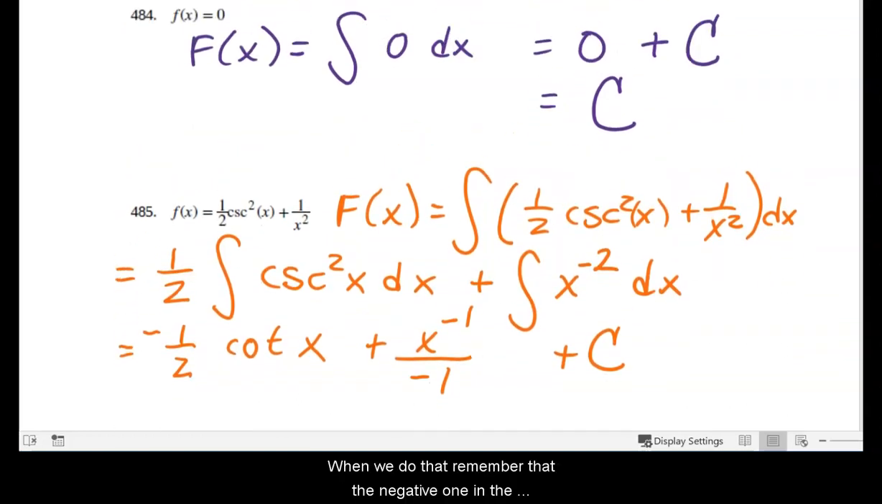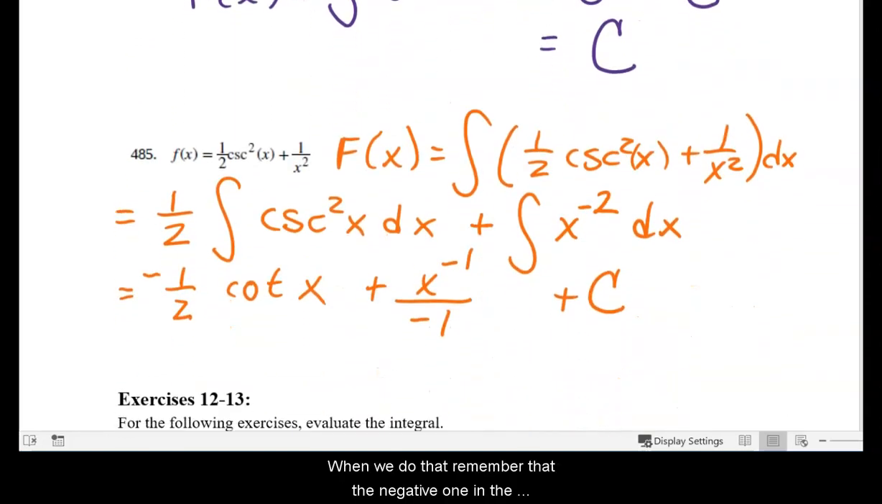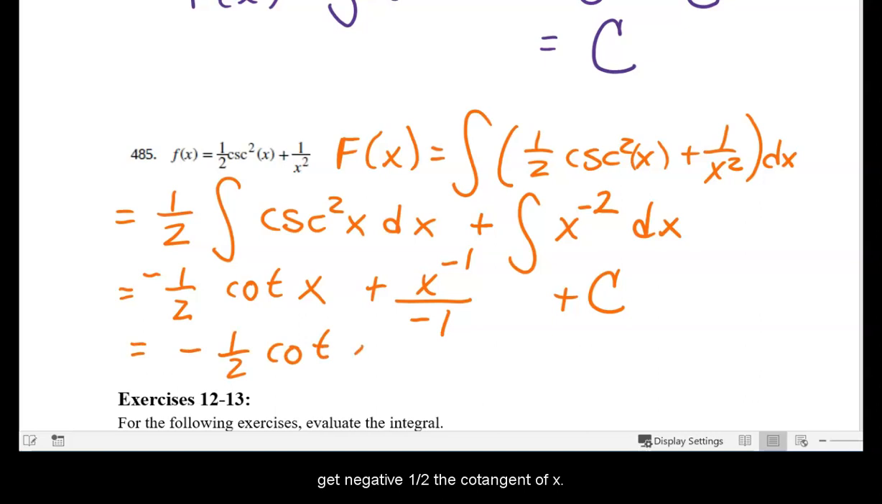When we do that, remember that the negative 1 in the denominator can be written in the numerator, so that I can get negative 1/2 the cotangent of x minus 1 over x plus a constant.